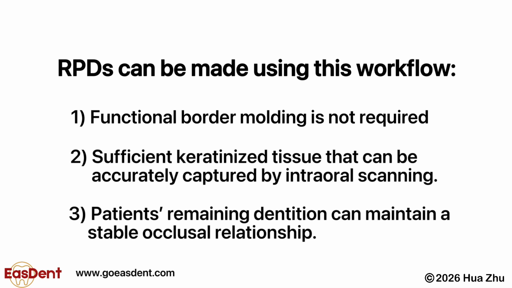RPDs are typically supported by both teeth and soft tissue. An RPD that can be made using this workflow has to meet three conditions. First, the RPD is mainly supported by teeth with limited edentulous areas. Functional border molding is usually not required. Second, the edentulous area should have sufficient keratinized tissue that can be accurately captured by intraoral scanning. Third, the patient's remaining dentition can maintain a stable occlusal relationship.